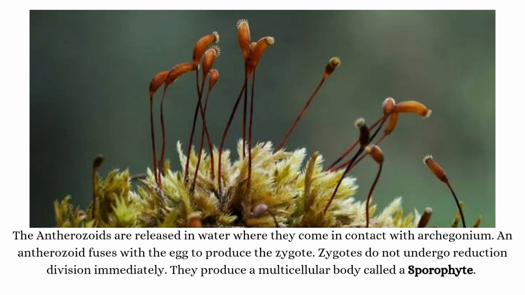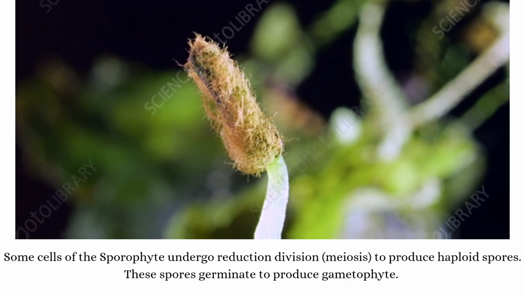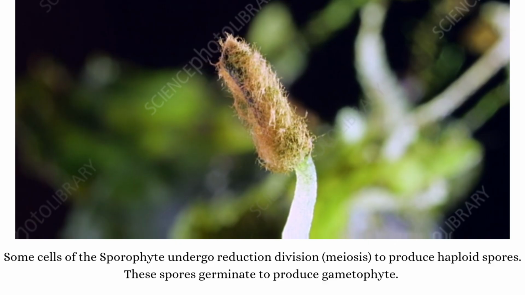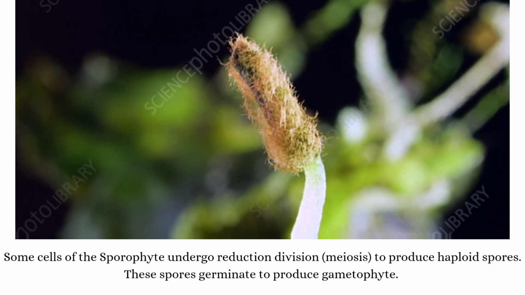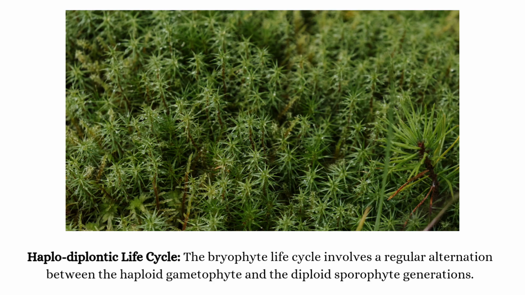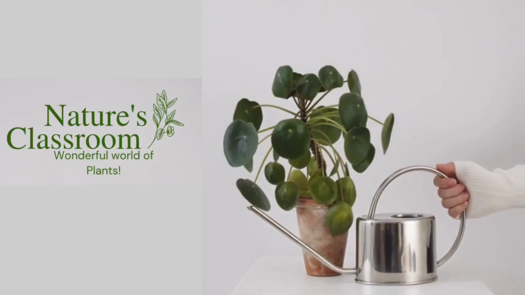Sporophyte is diploid and dependent. It is a stalk-like structure that grows out of the gametophyte and releases spores. It is dependent on the gametophyte for nutrition and produces spores in a capsule, which are released to grow into a new gametophyte. Bryophytes are haplodiploidic, meaning they alternate between haploid and diploid stages. This alternation of generations is a key feature of their life cycle.